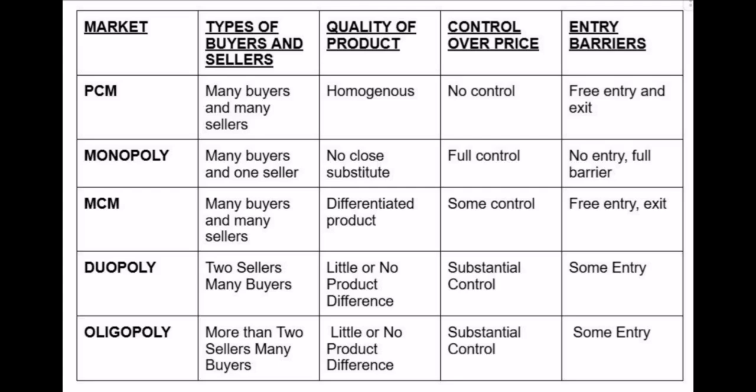And for monopolistic competitive market, there are many buyers and many sellers, but not as many as in perfectly competitive market, and the market leans a little toward monopoly. That's why we are naming it monopolistic competitive market. The quality of product, there will be differentiated products. That means they won't be homogeneous, because although there are many sellers, they are leaning toward monopoly. That's why there will be products differentiated from one another.